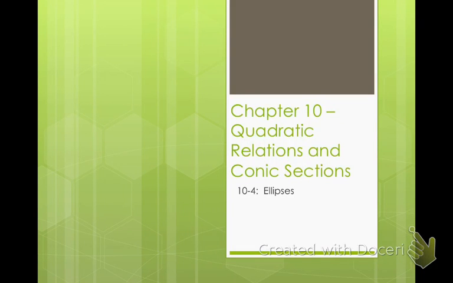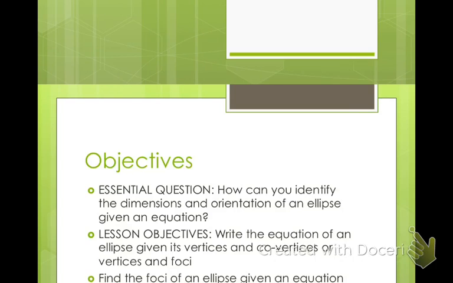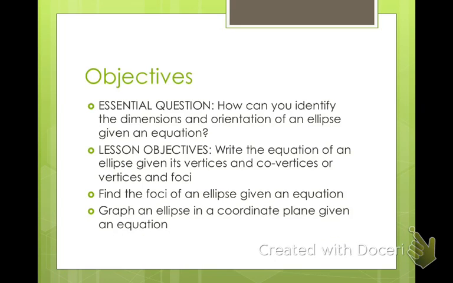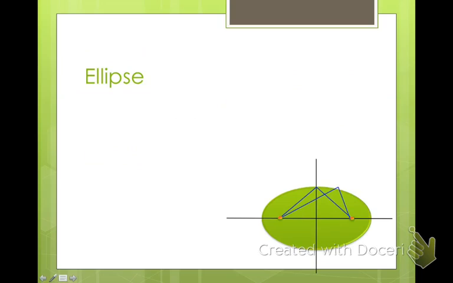The next conic section we're going to talk about is the ellipse, which is that oval shape that we learned about in our introduction to this chapter. So we're going to be answering the questions: how can you identify the dimensions and orientation of an ellipse given an equation? We're going to write the equation of an ellipse given its vertices and co-vertices, or vertices and foci. We're going to find the foci of an ellipse given an equation. We're going to graph an ellipse in a coordinate plane given an equation. So there's a lot we're going to do here with these ellipses.